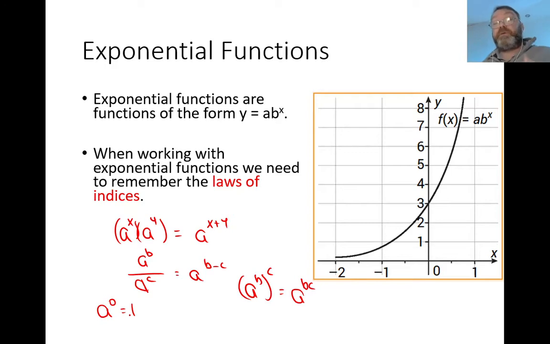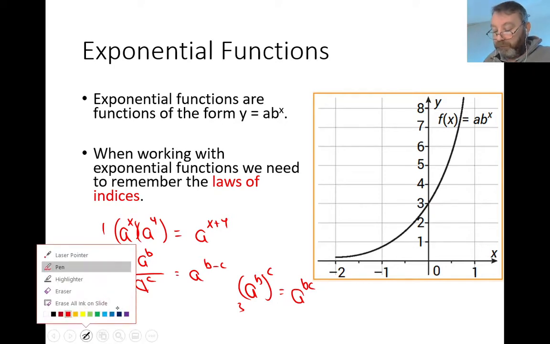Now, they're the basic rules of indices that you would have met for your junior cert. Do have a quick look over them again. Make sure you understand there's 4 of them that I want you to remember. So keep those 4 in your heads. They're also in your book. You can take a look at them.